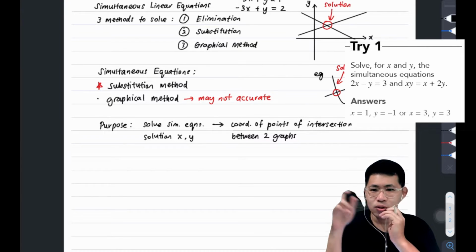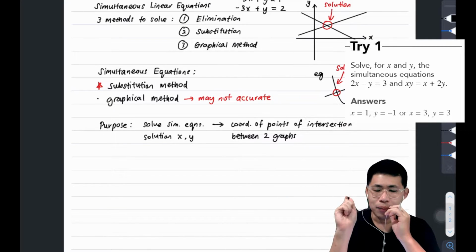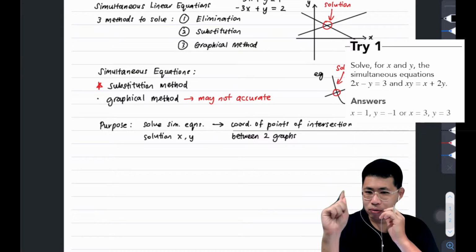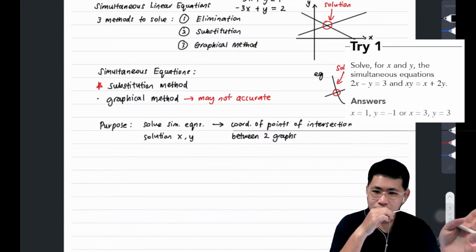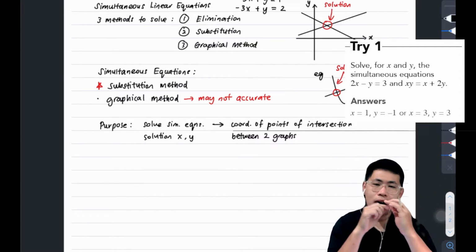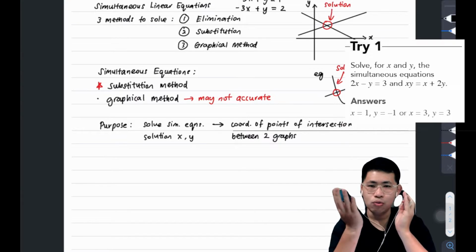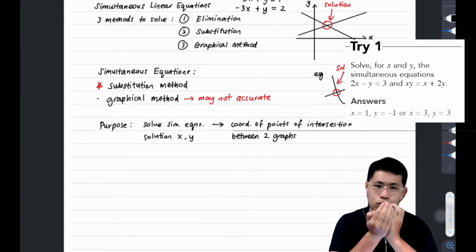So obviously 2x minus y equals 3 is a linear equation, because the degree is 1, x to the power 1, y to the power 1. However, for the equation on the right, x and 2y are all power 1, degree 1. However, for xy, because we have two variables together, degree 1 times degree 1, you actually get a degree 2.